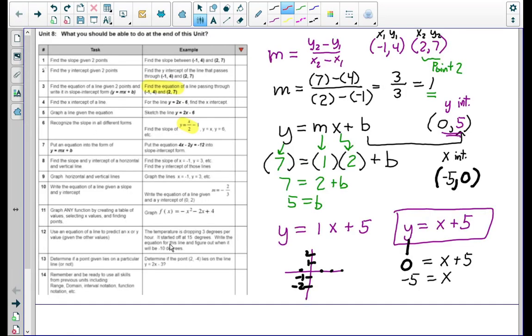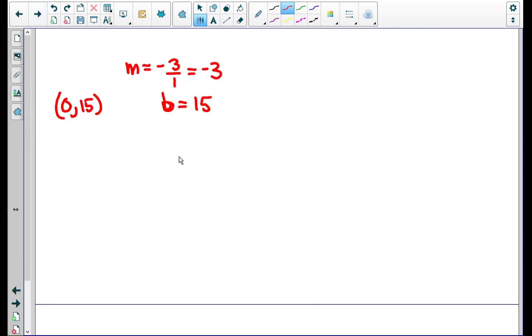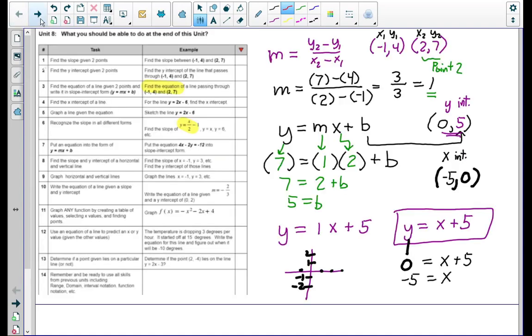Okay. Write the equation for this line and figure out when it will be -10 degrees. So write the equation for the line, which is so easy now. We just put the m in, x, and plus b. By the way, sometimes we would use different letters. Like this looks like it's temperature and time, right?